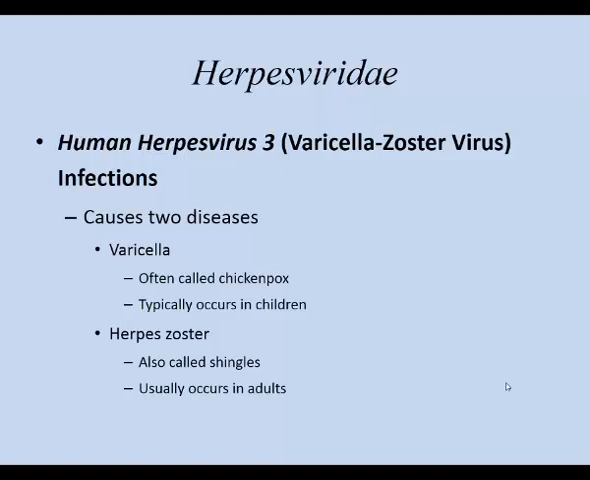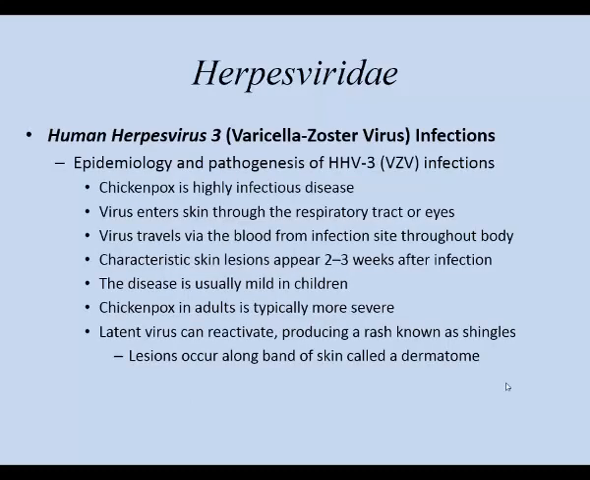Now, another of these DNA viruses is the Herpesviridae. This is the human herpesvirus number 3, varicella zoster. You may be familiar with this because this is the one that produces chickenpox, which is varicella, and herpes zoster, which is what produces shingles, and it's the same virus. So for those of us that have had chickenpox, we have it dormant within ourselves, and then later on in life it can produce shingles.